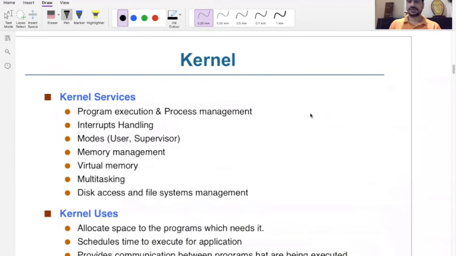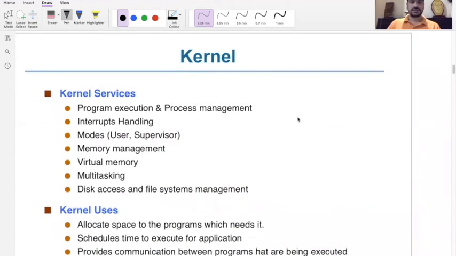Let's go to the different services related to the kernel. The first service is program execution and process management. How a program is going to execute in the system, with the help of the CPU and the RAM, as well as how the program is going to execute, both things are done by the kernel. Then we have the concept of interrupt handling. We'll see it in upcoming classes, maybe in the next topic. There are different types of interrupts that will be managed by the kernel only.